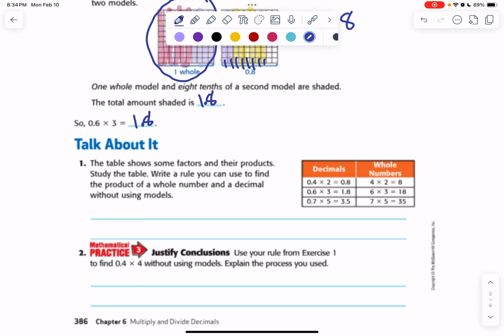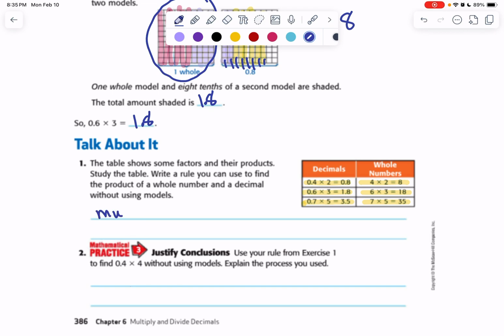Let's talk about this. Could we make a rule? Let's see here. Check this out. 4/10 times 2 is 8/10, and that's very similar to 4 times 2 is 8. 6 times 3 is 18, and 6/10 times 3 is 1.8. And 7 times 5 is 35, and 7/10 times 5 is 3.5. Okay, so what would the rule be?